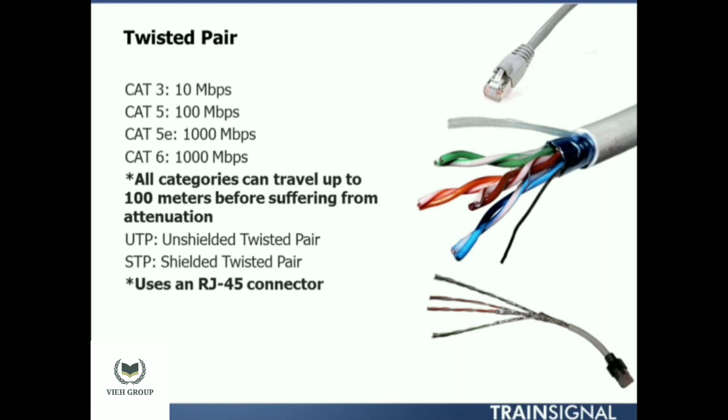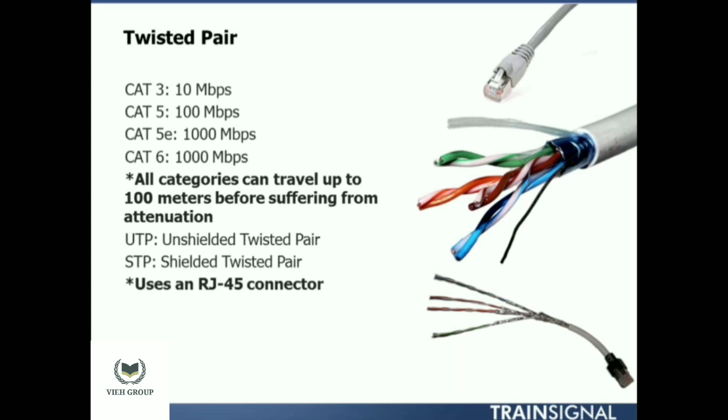Now, I don't want you to worry yourself too much about the specs and the whys and all that. I just thought I'd give you a real basic lesson on that. One other thing that you do need to know is that regardless of the category and the speed, when it comes to twisted pair cabling, a single cable can carry data up to a distance of 100 meters, not feet. A lot of people get that confused. They think it's 100 feet. No, it's 100 meters before suffering from something called attenuation.